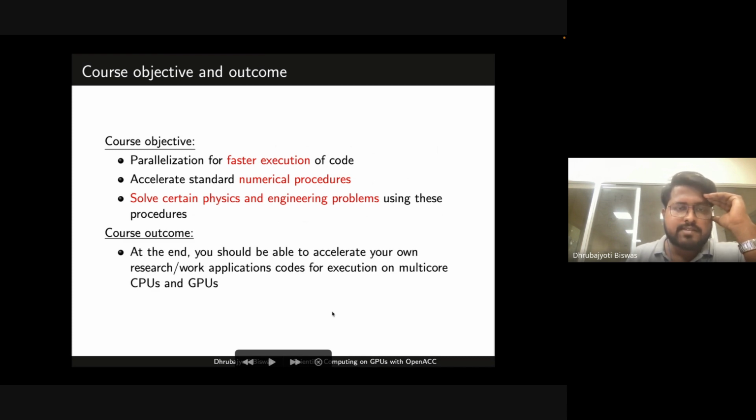What I expect as an outcome is that at the end, you should be able to accelerate your own research work and applications for execution on multi-core CPUs and GPUs. That is the whole outcome of this course, that you should be able to do it for your own applications.